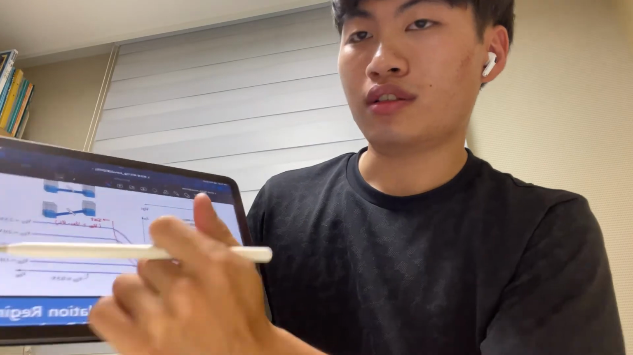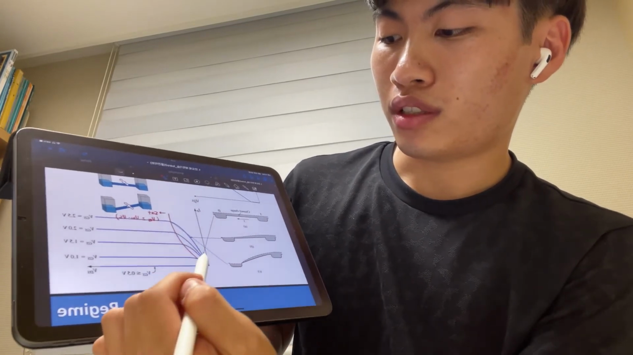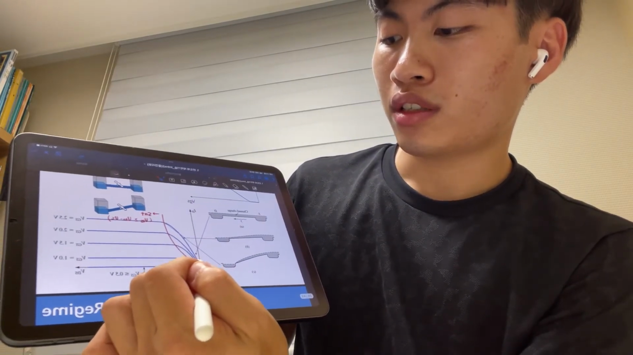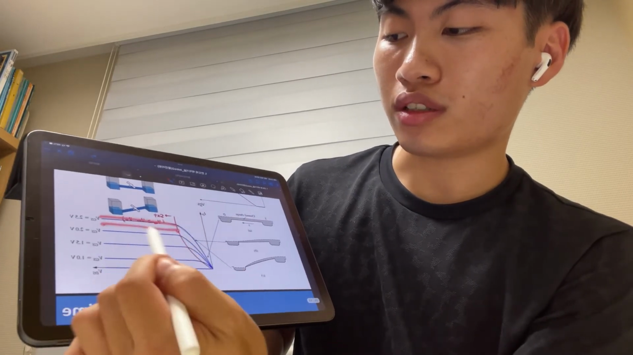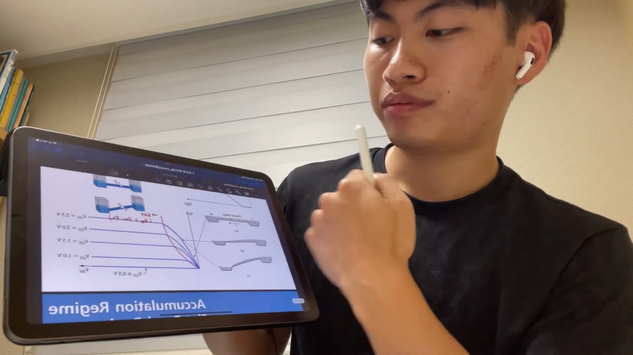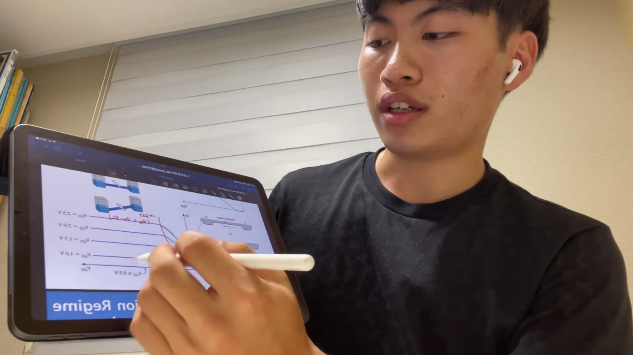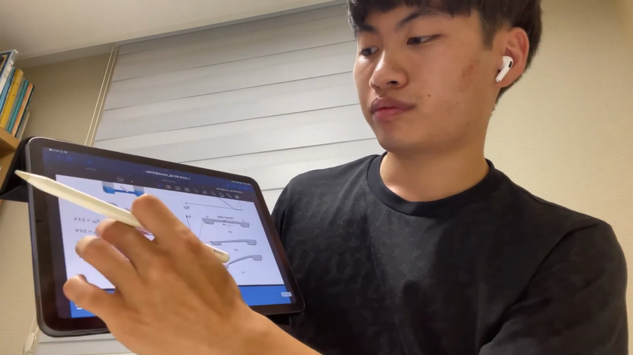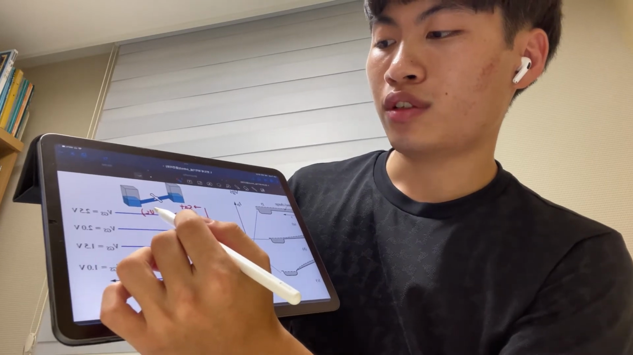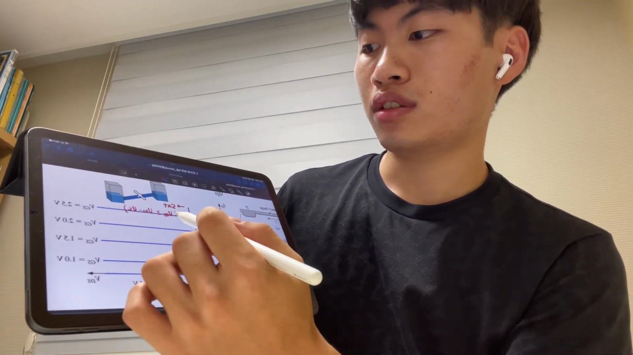But look at this figure. In this figure, we can see that in this part the amount of current is getting larger, but in this area, the amount of current is constant. We call this area the linear area, and this area is called the saturation area. When VDS is larger than VGS minus the threshold voltage, the current no longer gets larger.